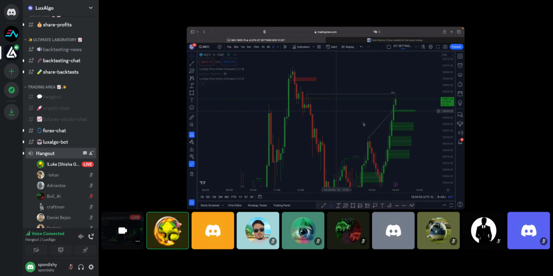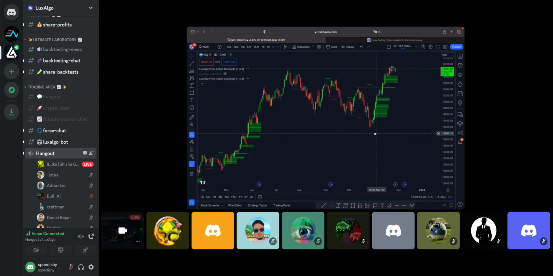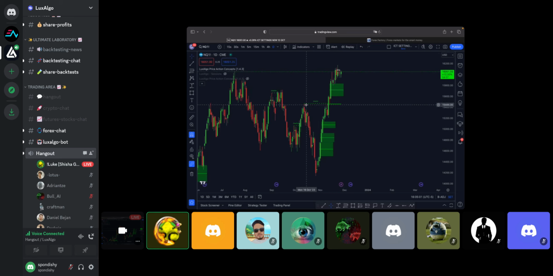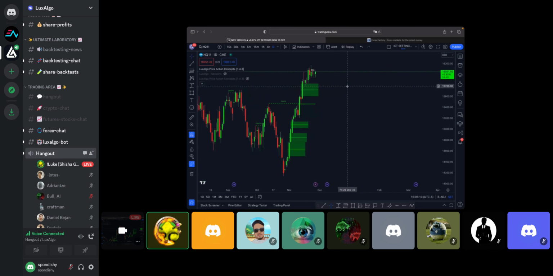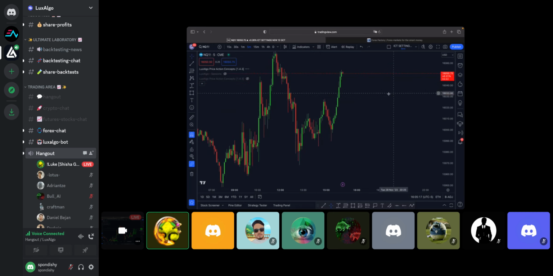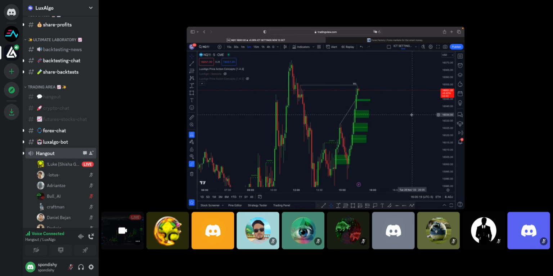So now if you go on the daily, let me show you guys something. Look at the daily. We have a CHoCH. We broke market structure on the daily. This is the order block, another order block, FVGs. So now we're still bullish. Let's go back to the 5 minute. I wanted to show something on the daily.